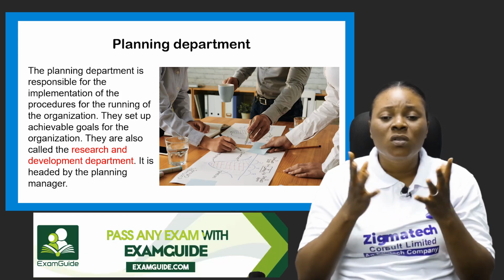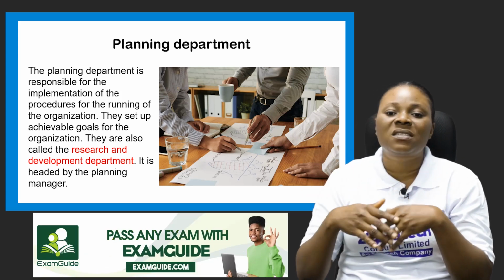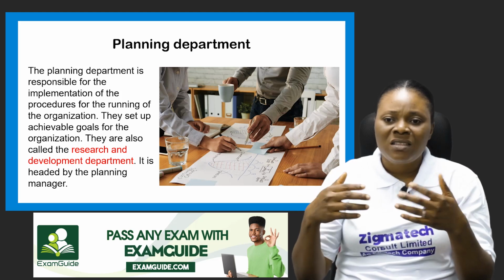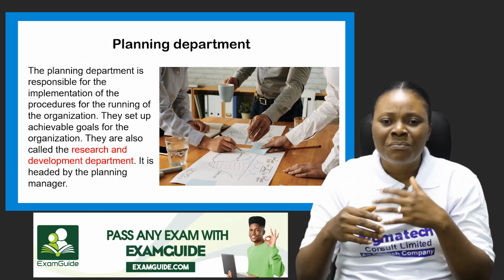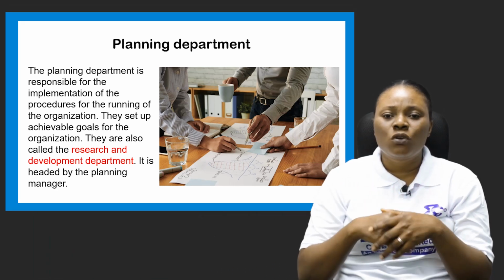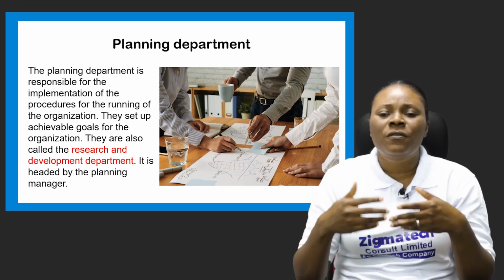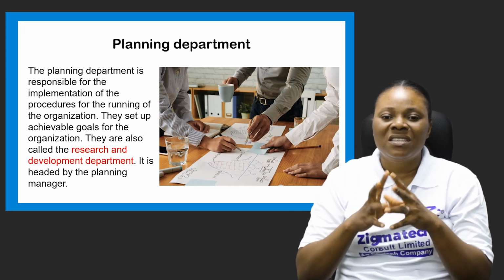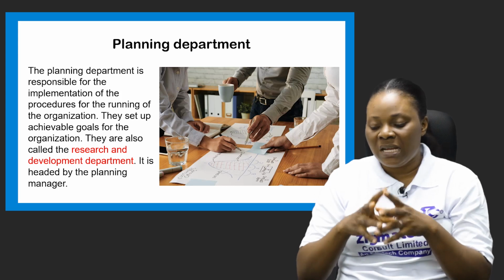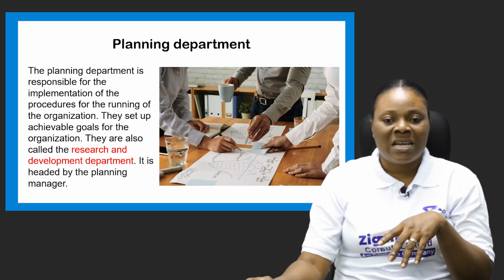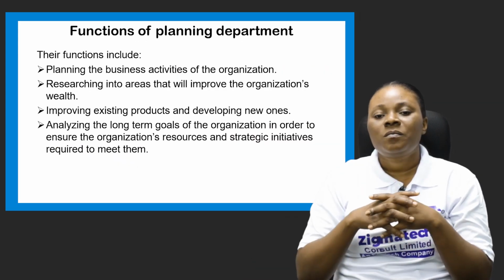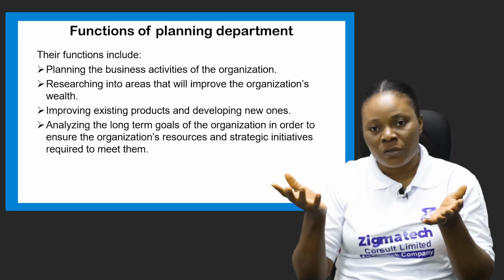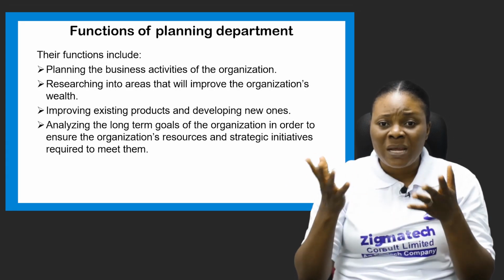That's the reason why I said we also call them research and development department. They go into research, they think, they brainstorm, they come together and bring out ideas that can do what? That can improve the organization. And like every other department, the planning department is headed by the planning manager. What are their other functions? Number one, they plan the business activities of the organization. That's the reason why we call them the planning department.